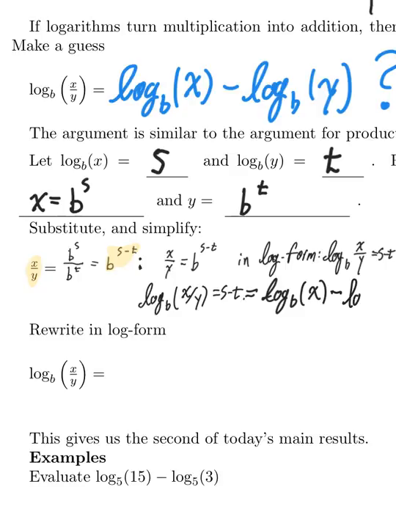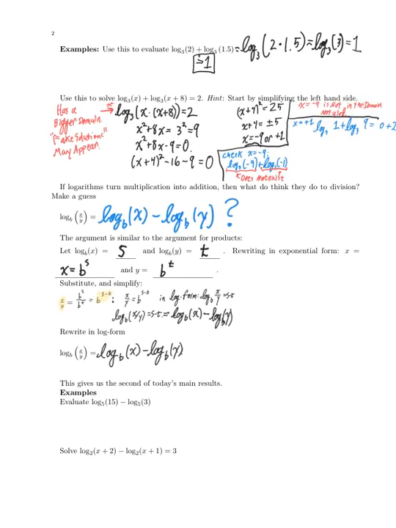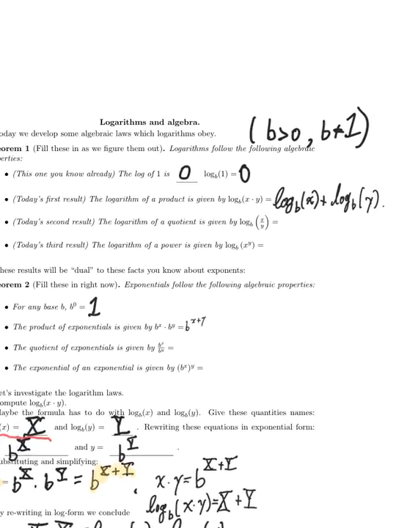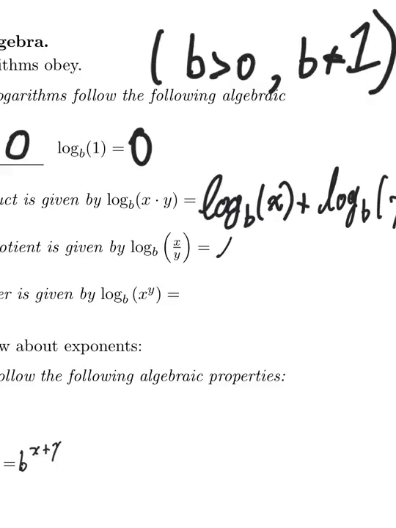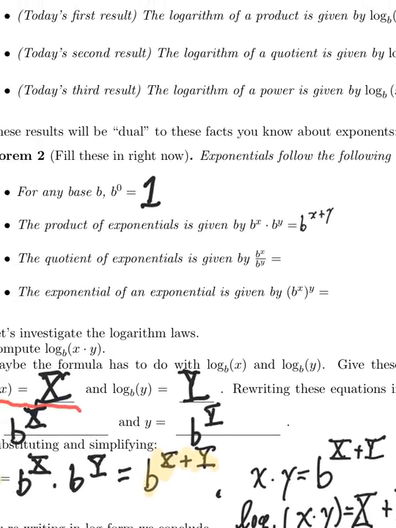Log base b of x minus log base b of y. So the log base b of x divided by y is the log base b of x minus the log base b of y. Now, what will I do? I'll go back to that first page, and you should do this too. You can do it faster than I can. The second result of today is the log base b of x divided by y is equal to the log base b of x minus the log base b of y. And for emphasis, the reason that that is true is because b to the x divided by b to the y is b to the x minus y.